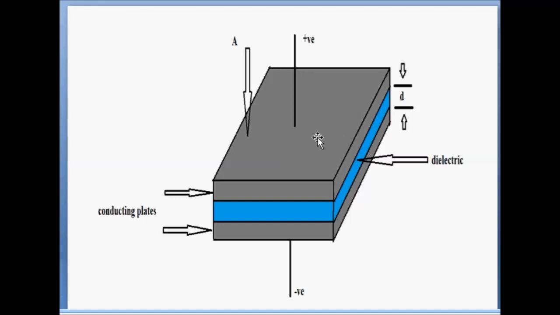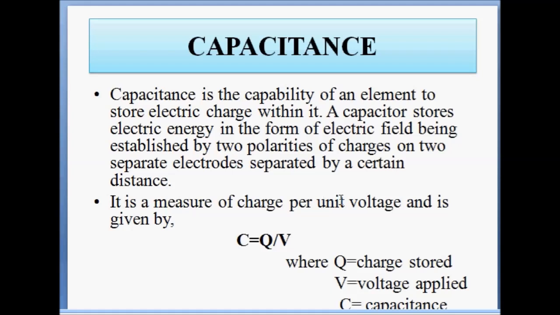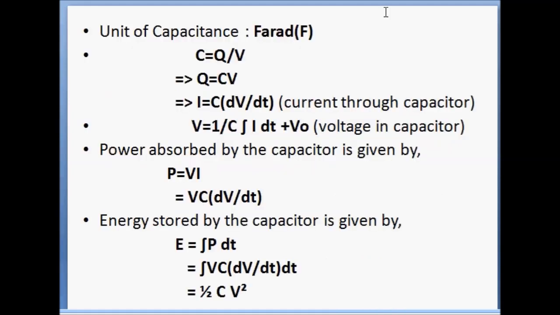Now these two metallic plates are separated by a certain distance d and have a particular cross-sectional area A, and they are connected to the two terminals of a battery. One is connected to the positive terminal while the other is connected to the negative terminal of the voltage source V. So the capacitance can be quantified by the expression which is equal to charge stored by applied voltage. Charge stored is equal to Q and voltage applied is equal to V, or it is the measure of charge stored per unit voltage applied. The unit of capacitance is farad, F.